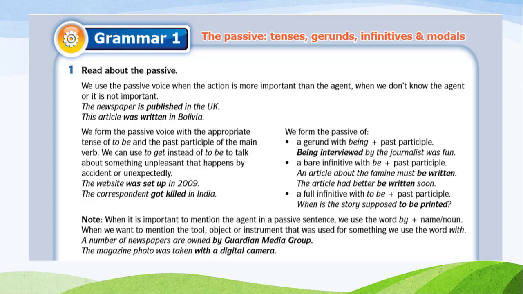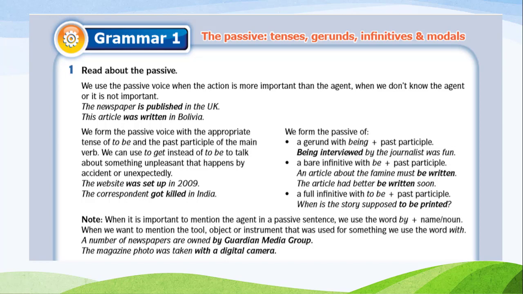We form the passive of first one, a gerund with being plus past participle. For example, being interviewed by the journalist was fun. Next, a bare infinitive with be plus past participle. Example, an article about the famine must be written. The article had better be written soon. Next, a full infinitive with to be plus past participle. When is the story supposed to be printed?